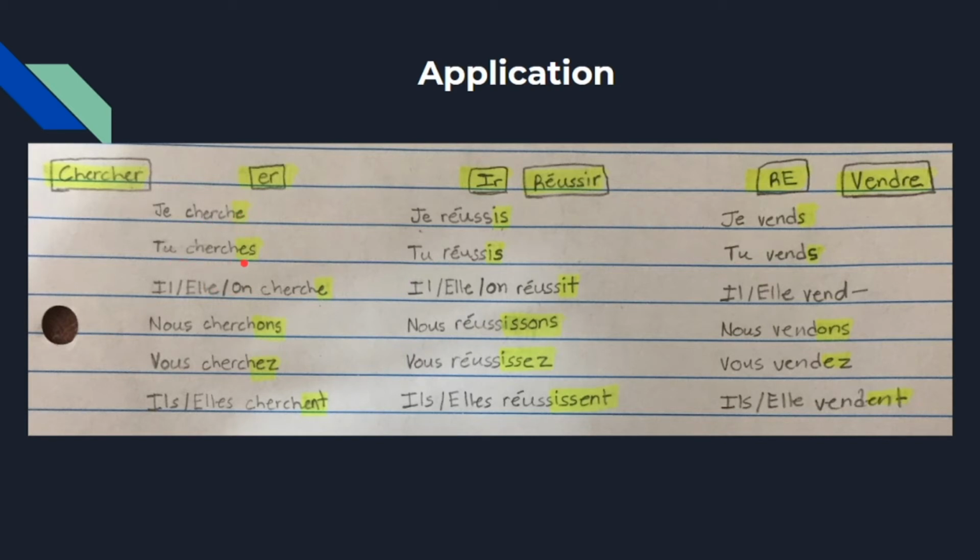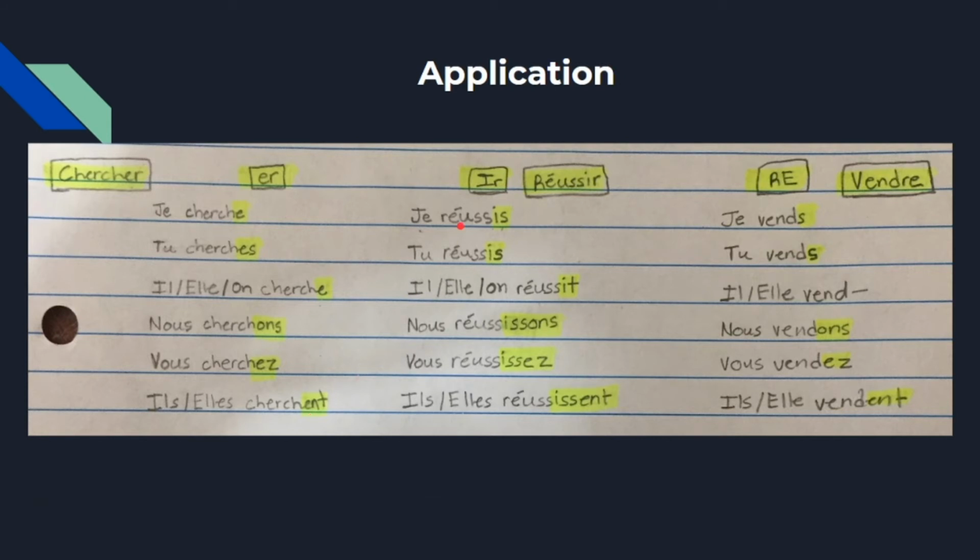For tu, same thing. We would just take out the ER, put the ES. Same thing for il. We would take out the ER, put the E. Nous, take out the ER, put in ONS. Vous, we would just put a Z, and ils, elles, we would put ENT. So those are the parts that I highlight.